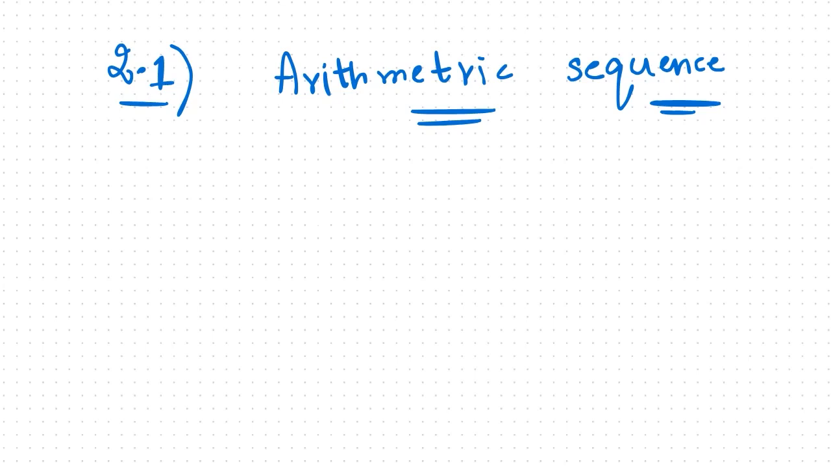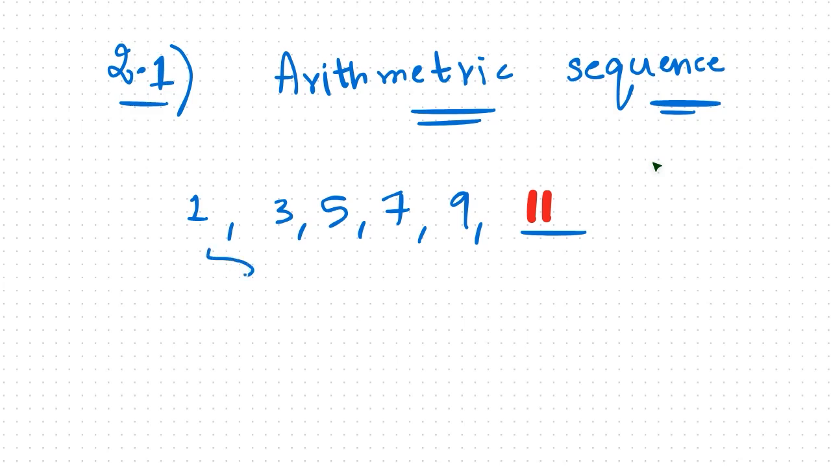Remember, in sequences, there is a pattern. Let's say 1, 3, 5, 7, 9. What is the next number? 11. So what is common? How do we recognize the pattern? It's addition of 2, or it's every odd number.